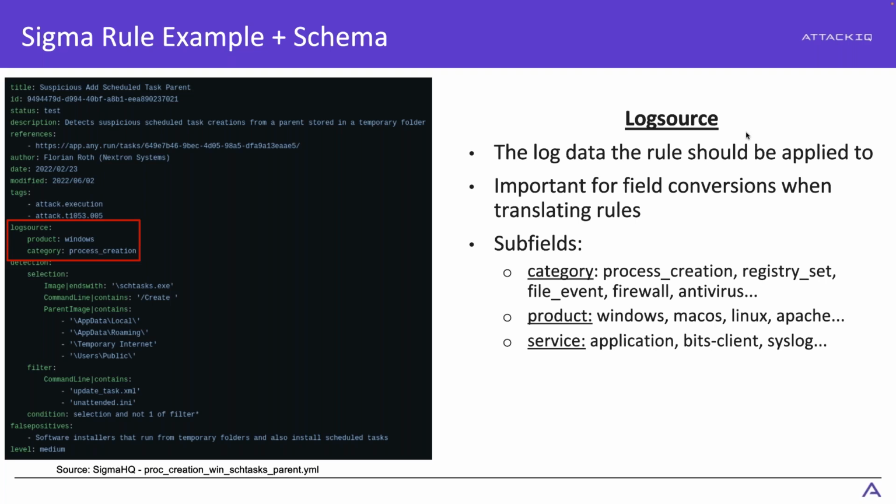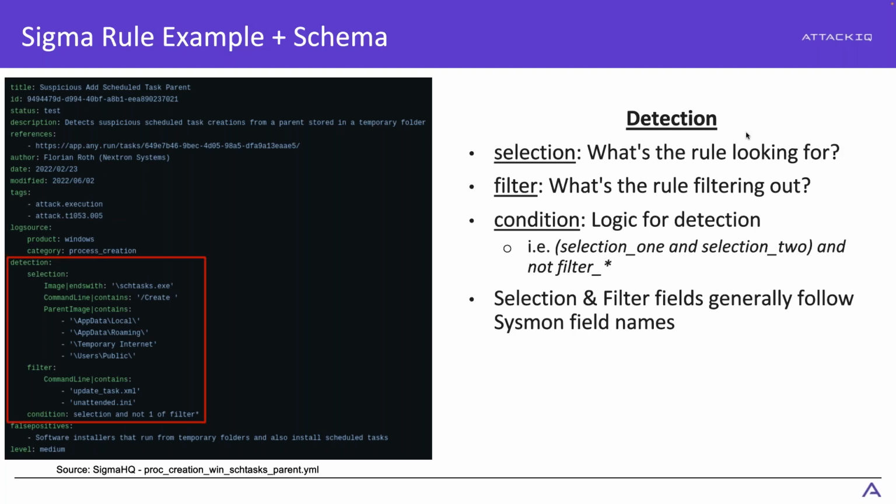I'm not going to go over every single one, but if you go to the Sigma documentation, they go over this more in depth. And then the detection subfield, this is the most important one since this is where all the detection logic is.